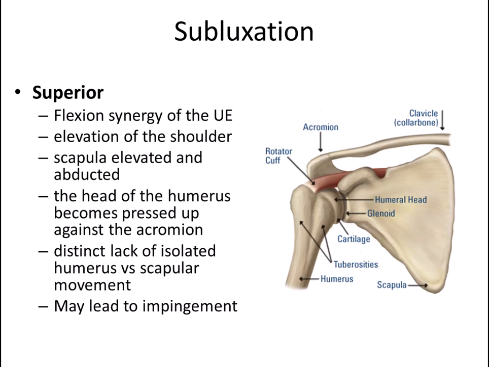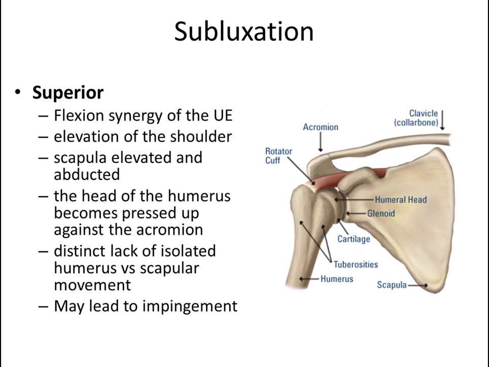Another kind of subluxation you might see is the superior sublux. This condition is usually caused by the flexion synergy of the upper extremity or the increase in tone of that upper extremity that can happen long after a stroke. You may see elevation of the shoulder with the scapula itself elevated and abducted.